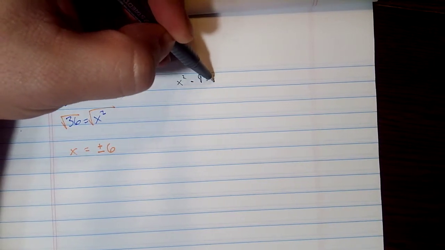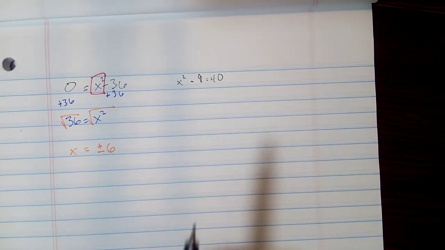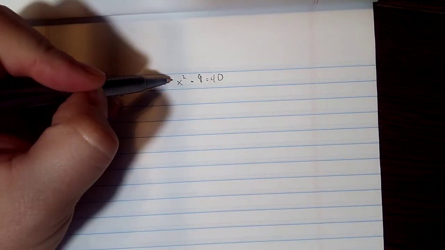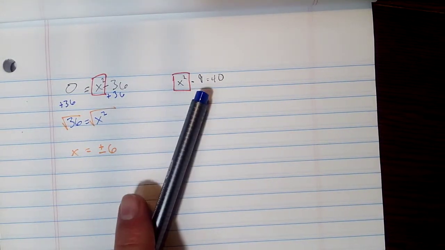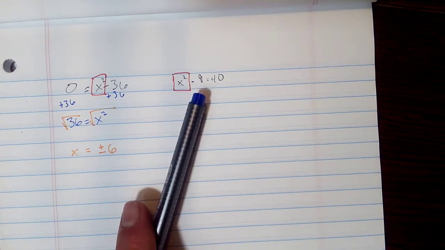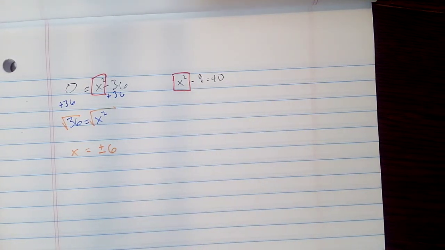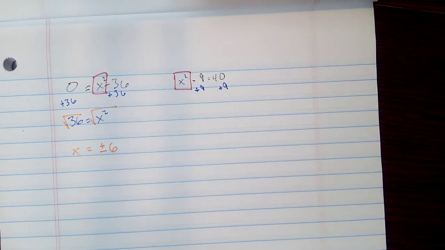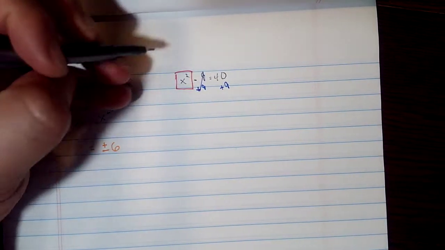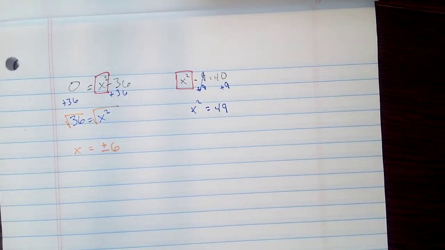Let's look at the next one, which is x squared minus 9 equals 40. Again, first I want to get this x squared all by itself, treating it like it's an x. That means I need to get rid of this 9. So I'm going to add 9 to both sides. Those go away, and we end up with x squared equals 49.